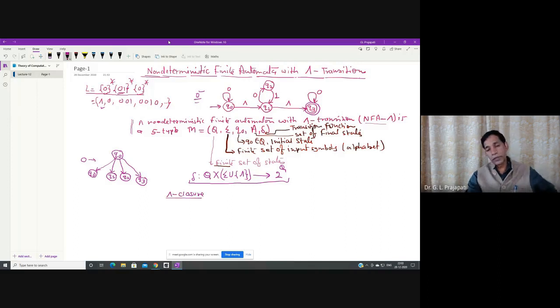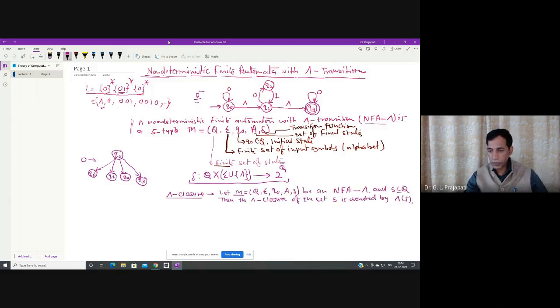How can you define the null closure? The null closure of the set S we denote by writing null S, and it is defined as follows. How can you find the elements of the null closure of S? This is the first condition: every element of the set S is an element of the null closure of S.